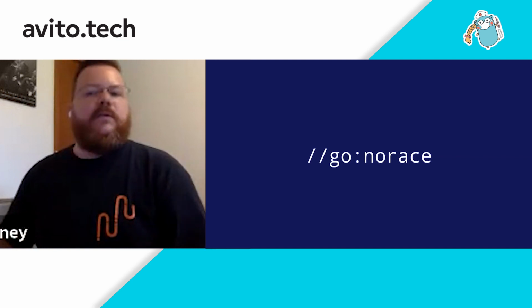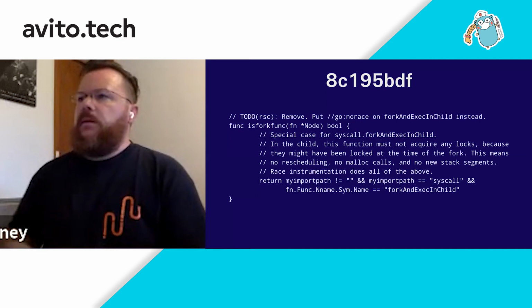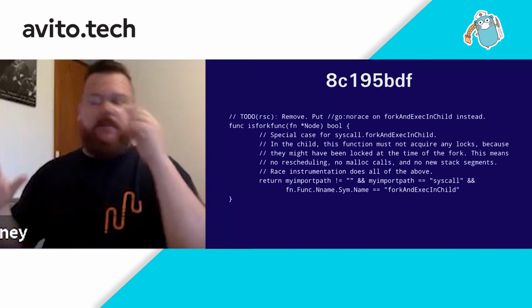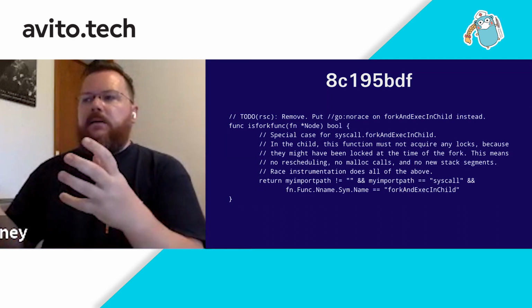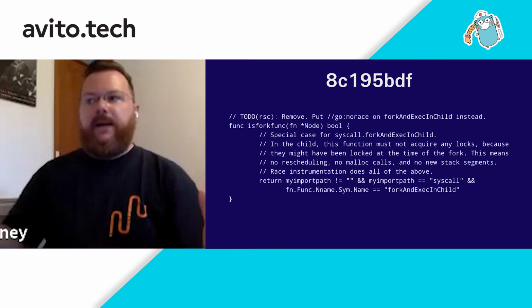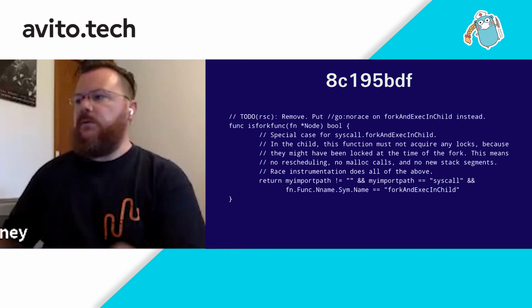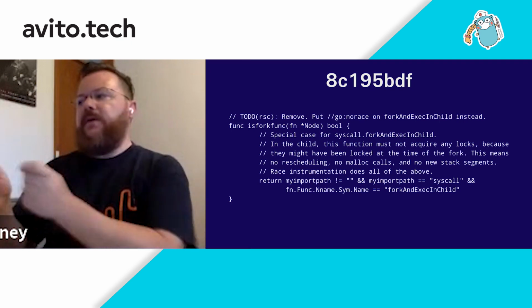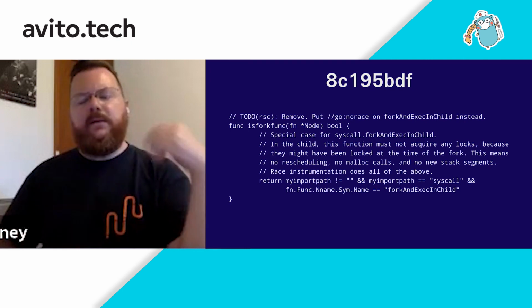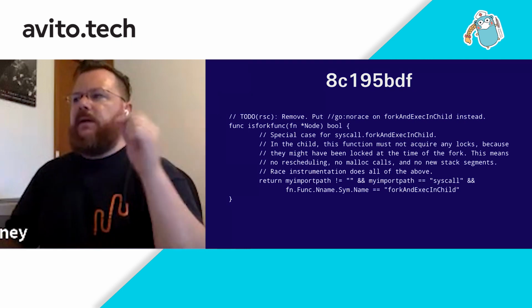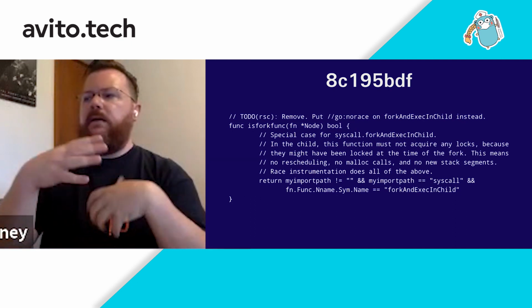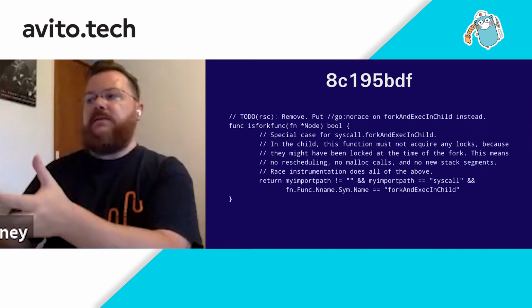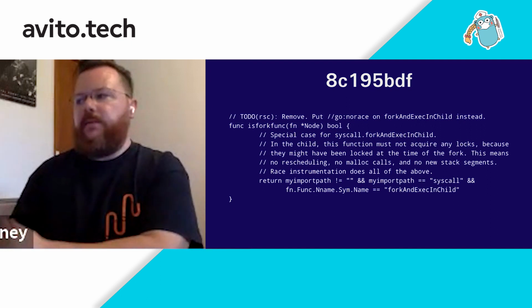So what does norace do? Let's have a look at the commit. There is a special case inside the compiler, where as we're compiling it looks and asks, is this syscall.forkAndExecInChild? Inside the compiler, it knows specifically about this function and makes sure that it's not annotated by the race detector, because of precisely all of the problems that would cause.